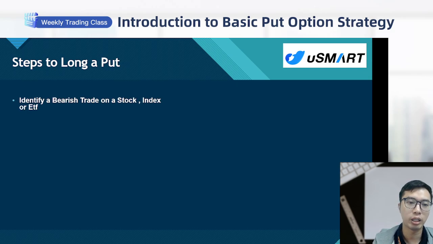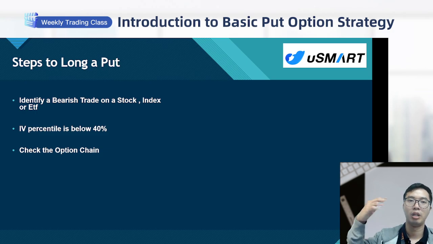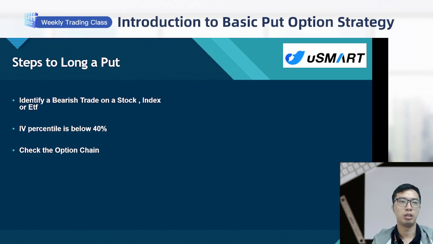First, we want to identify a bearish trade on a stock, index, or ETF. Then next, we need to find an IV percentile which is below 40%. Then we need to check the option chain. Like I said just now, check the option chain, the strike price, the open interest, the IV, the last price, ask price, bid price. Then you plan your trade, choose the options you want to buy, and then you execute it.